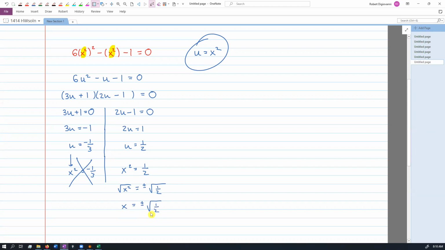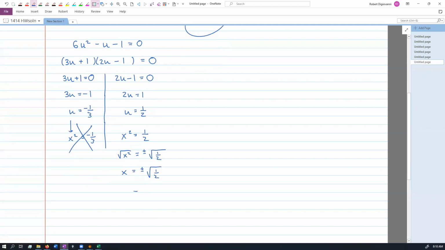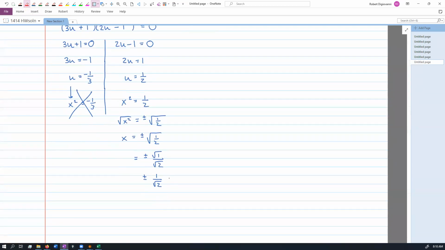Now, I don't know if it's going to take this answer because they may want you to do, let's see, square root of 1 over square root of 2, split it. And then the square root of 1 is 1 over root 2. And then they may want you to rationalize, which I already told you is not necessary, but this would become root 2 over 2. Let's see if it takes this answer here.